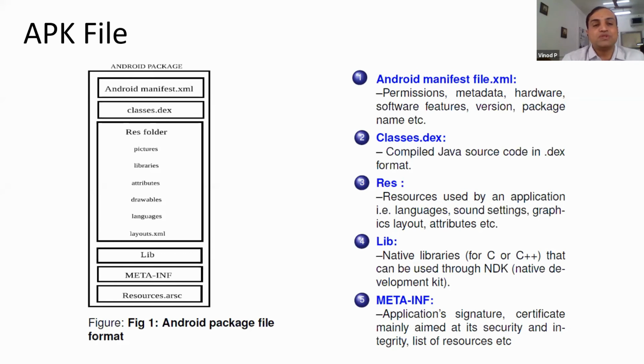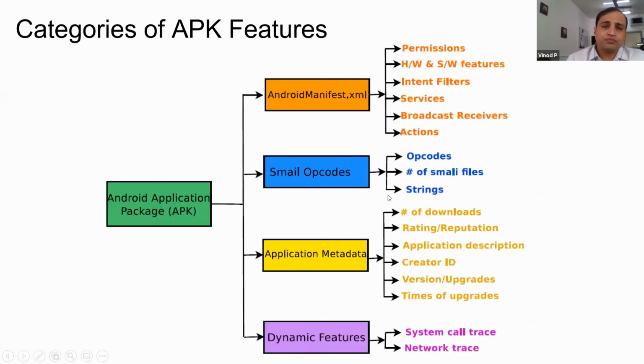Then we have a resource folder, which is a collection where the icons or images that the apps show are present. Then Android apps make use of references to native libraries. All native libraries are present in the lib folder. And finally, the certificates of the Android applications are present in the META-INF folder.